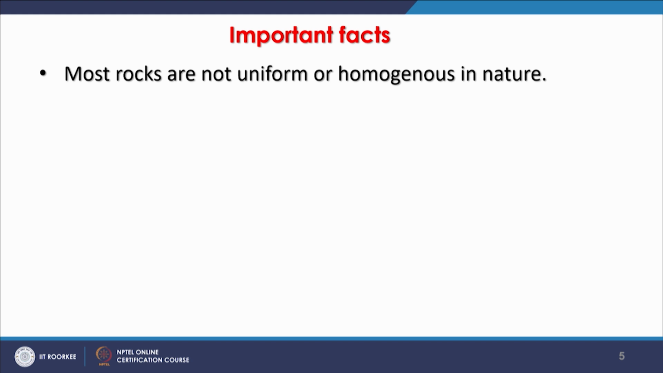Most rocks, as we know, are neither homogeneous nor uniform in nature, even within one type of rock. Suppose I give the example of a very common rock that we consider in our examples, that is sandstone. Even a sandstone bed or layer will not have a completely uniform character, nor would it be homogeneous.